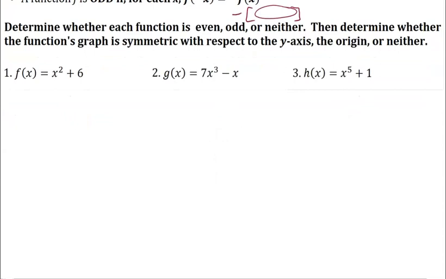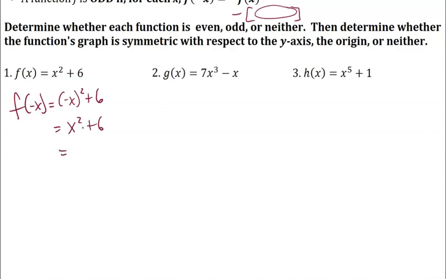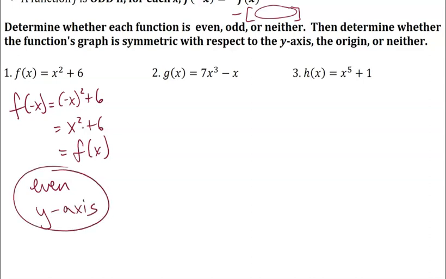Okay, so for this one, I'm going to evaluate f of negative x and compare it to the original. So I've got negative x squared plus 6. This is an even power, so that's x squared plus 6. This is the same as f of x, the original function, so therefore I have even symmetry, which is with respect to the y-axis. Okay, I would pause it, try the last two, see if you get the same thing I do.